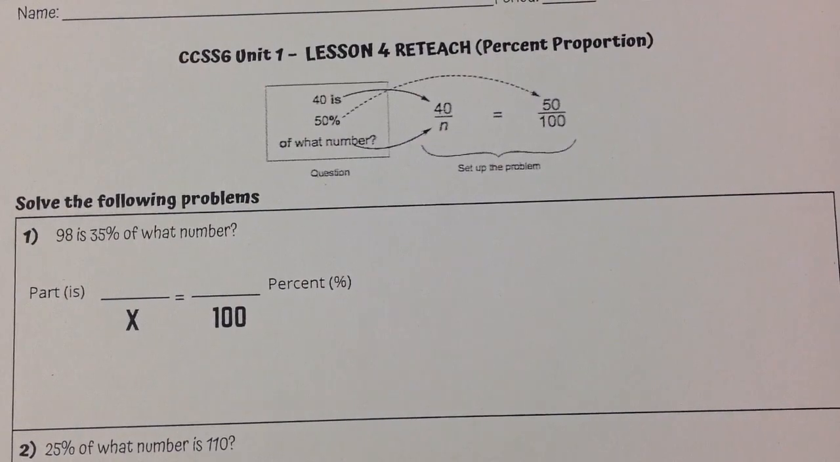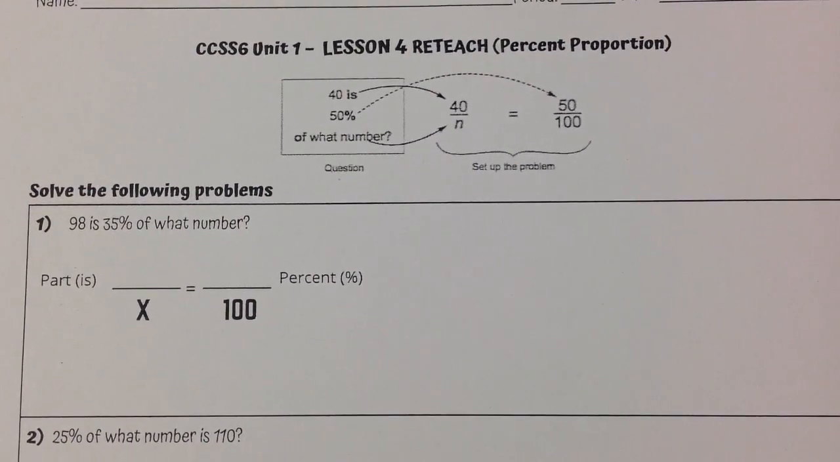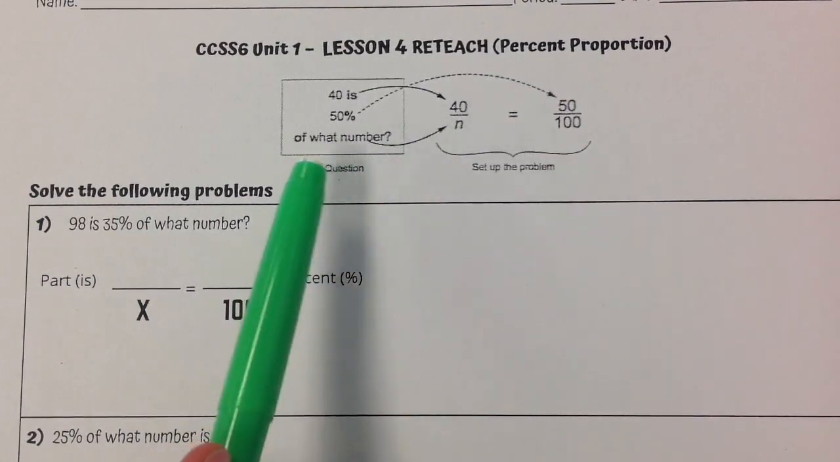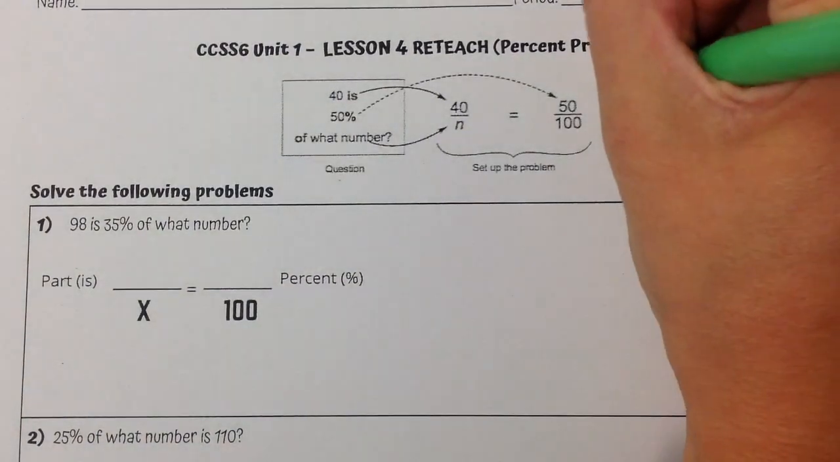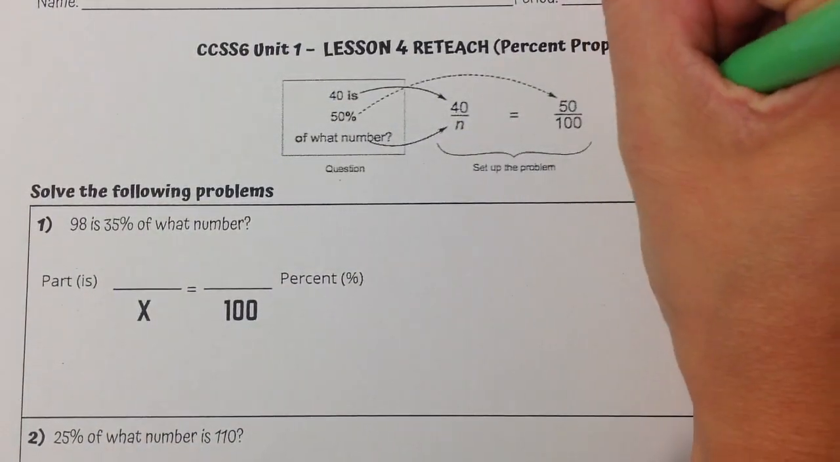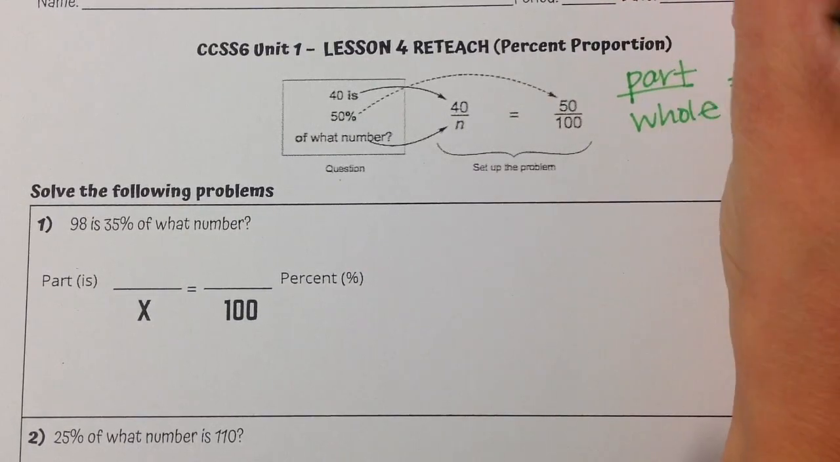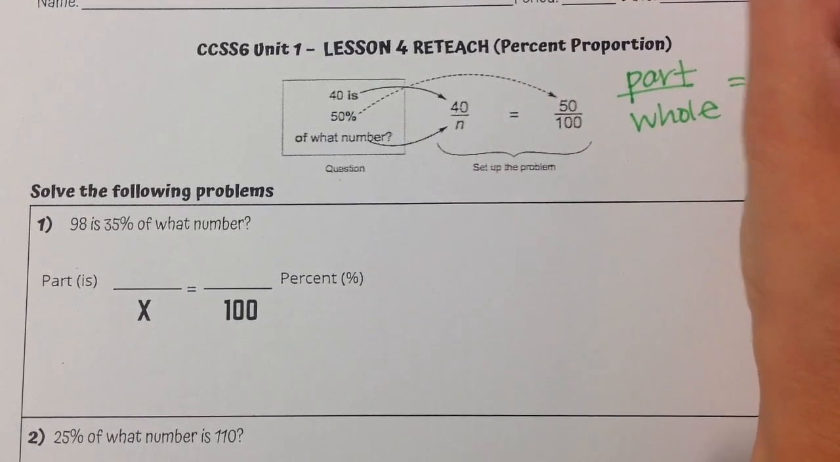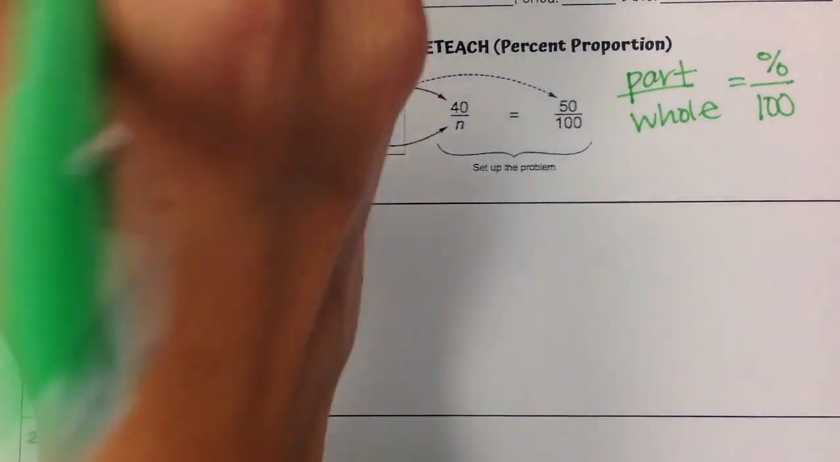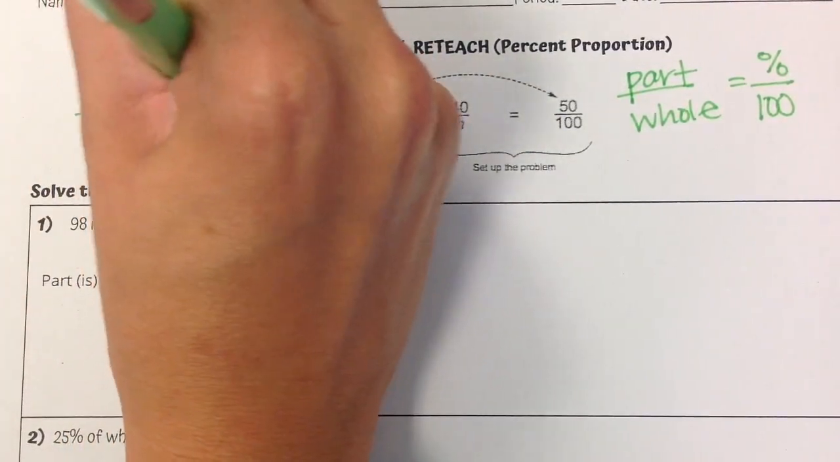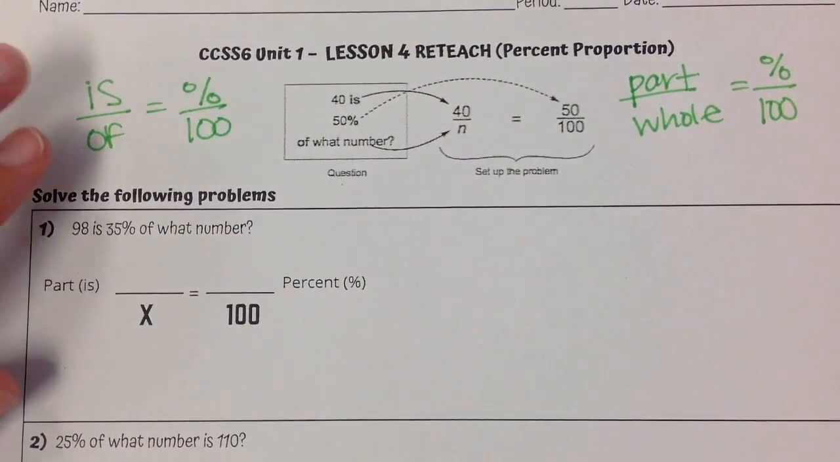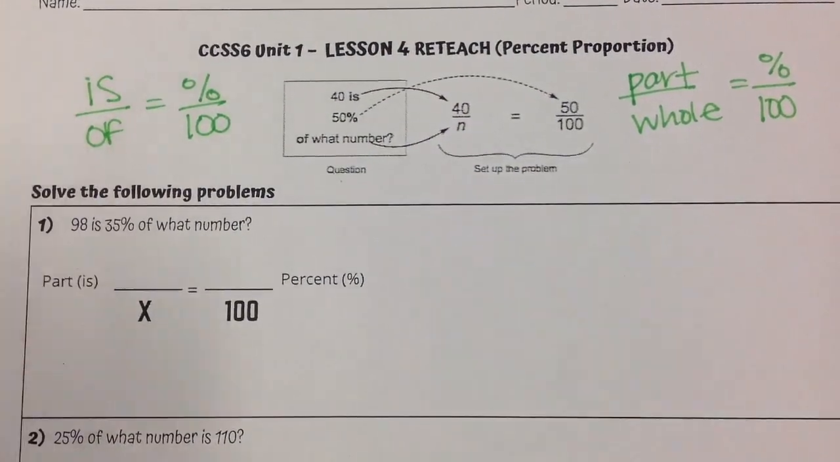Let's take a look at percent proportions again. So we've got a little picture up here, which is an example. 40 is 50% of what number? Remembering our clue, it's part over the whole equals the percent out of 100, or the short term is over of equals the percent out of 100, because those are your clue words for the part and the whole.